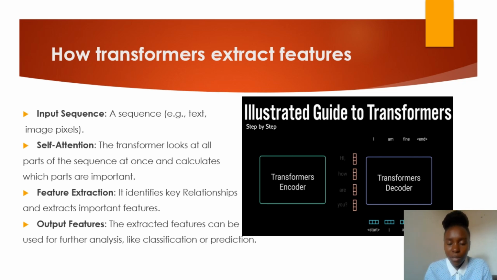Then when it reaches "you", you see that "you" depends on "are". So from here it will have extracted the key features. Then it will input it in the transformer decoder, and the decoder will use this information that it has gotten to generate the response.